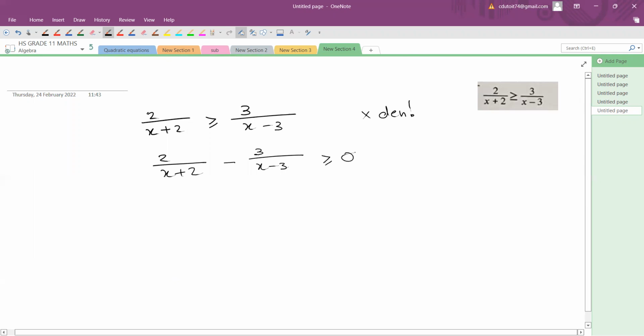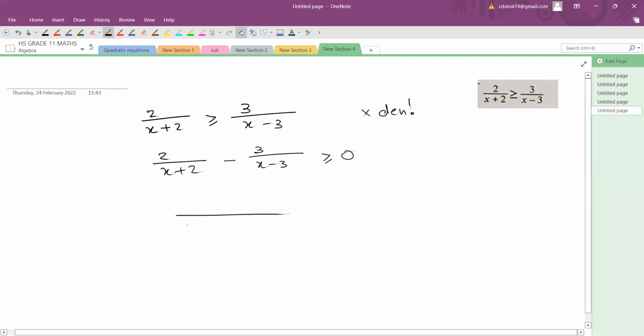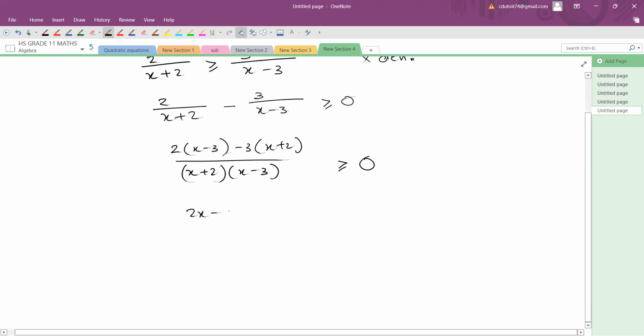Then I'm going to make a common denominator. The common denominator is x plus 2 and x minus 3. So I multiply the two denominators with one another to get a common denominator. Then I must multiply the 2 on top with x minus 3, and I multiply the negative 3 with x plus 2. So now I have 2x minus 6 minus 3x minus 6 on top of x plus 2, x minus 3, and that is larger or equal than 0.